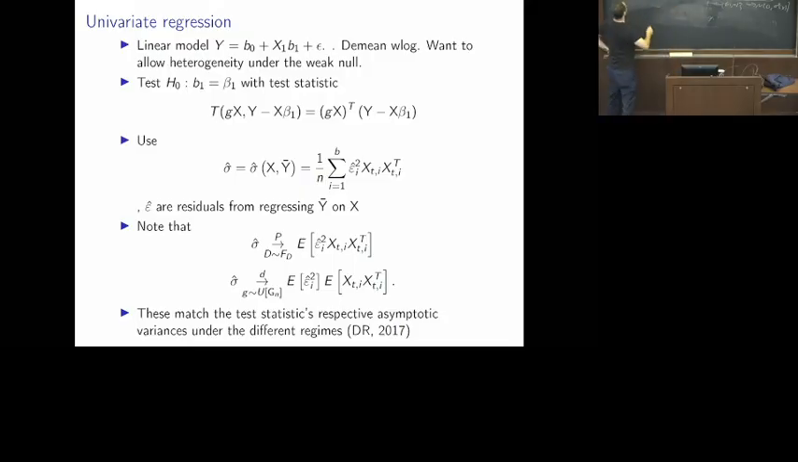Well, I have this idea that if I take x1 beta 1 out of y, then all I have is my error, if I took out exactly the right amount, let's call it beta naught.